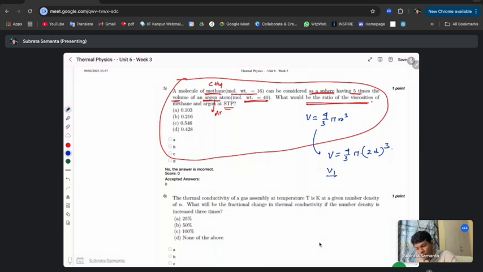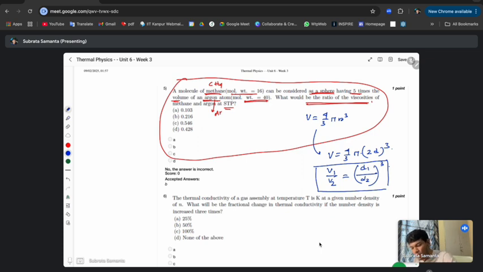And V1 over V2 is basically (d1/2) over (d2/2), sorry, d1 over d2 cubed, right? So that means your volume ratio is basically 1 over 5. Okay, so this is basically how volume depends on the diameter.